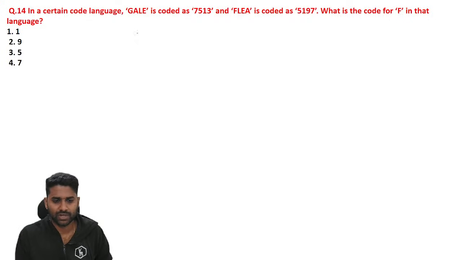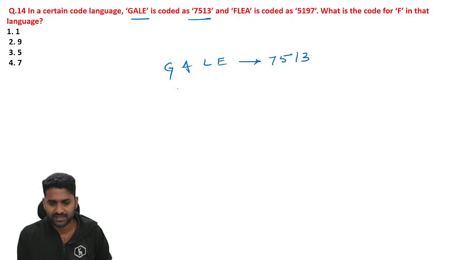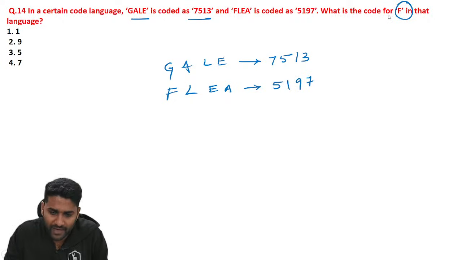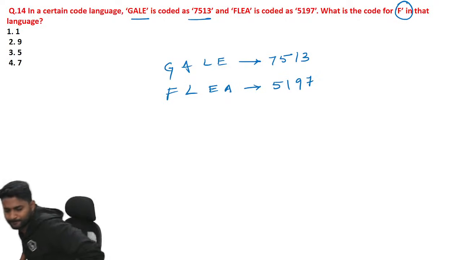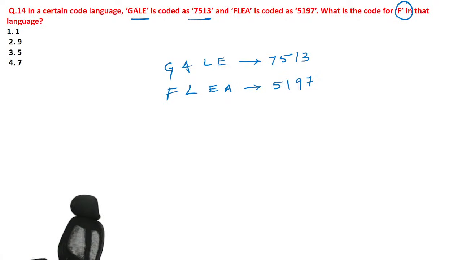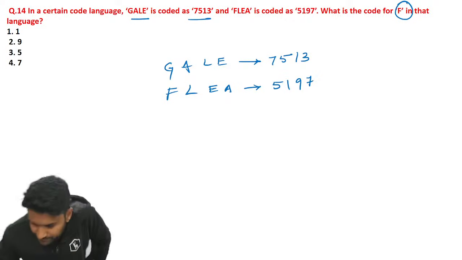Now, in a certain code language, GALE is coded as 7513 and FLEA is coded as 5197. Now the question: what is the code for F in that code language?